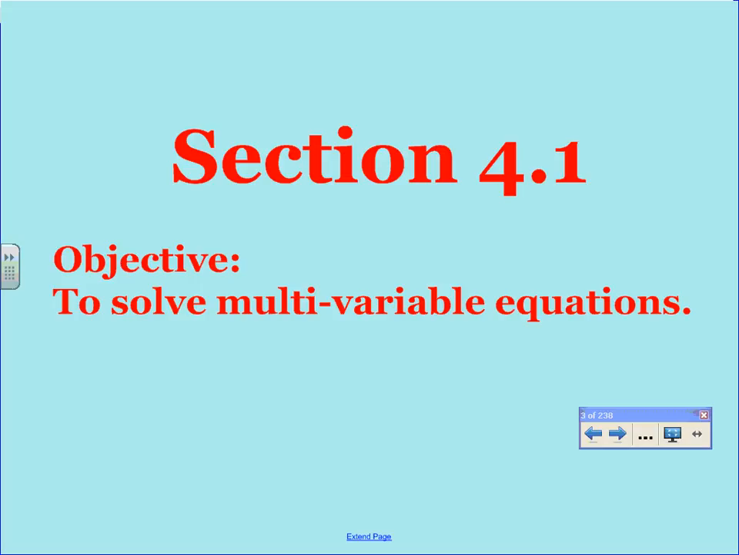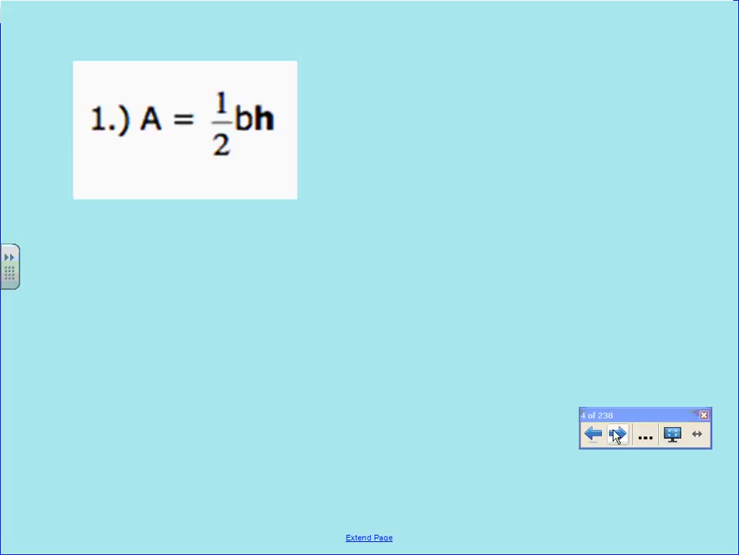Does anyone remember from last year putting an equation into y equals form? Raise your hand if you remember putting an equation into y equals form. No one? You did that in chapter 8 last year. You really don't remember? Or maybe you do not know what I'm talking about? Okay, so let me show you an example.